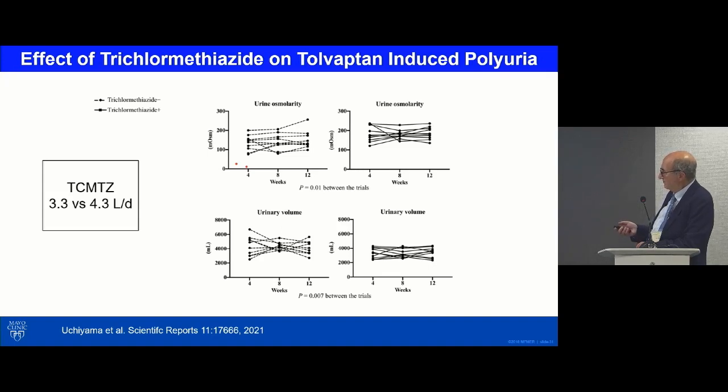Now, there was a similar study in Japan using trichloromethiazide, which is another thiazide, and it also showed the same effect, because in Japan they use lower doses of tolvaptan. The decrease in urine output from 4.3 to 3.3 is about the same, but the baseline urine output is lower in this particular study.